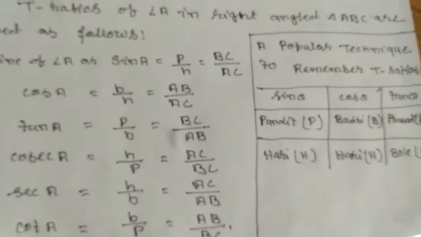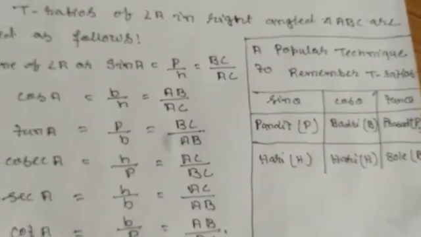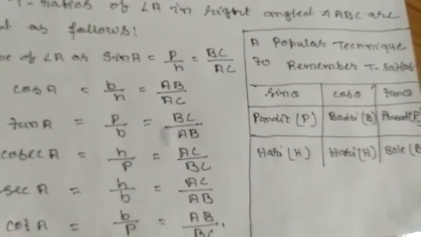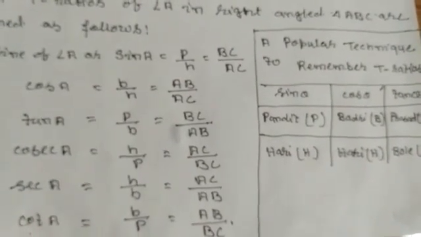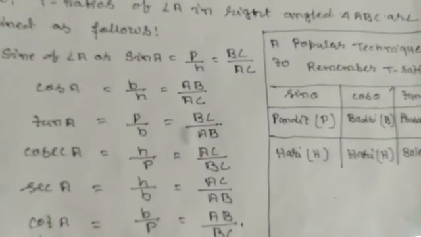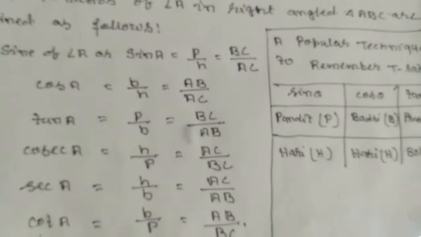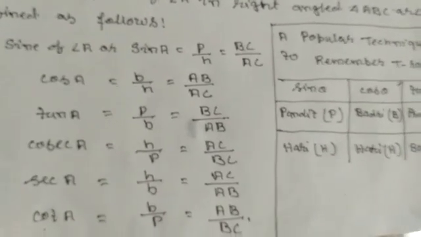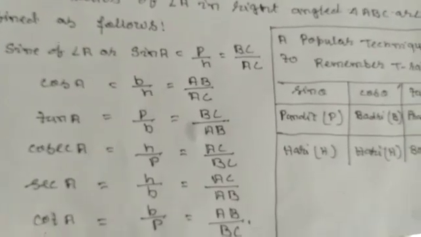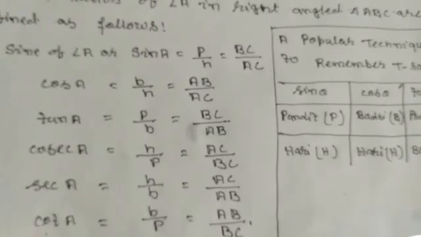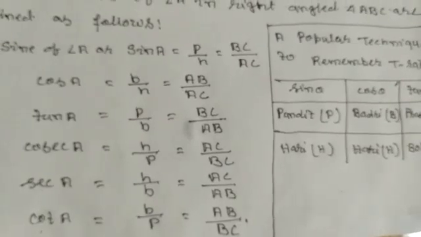Third, the values of trigonometric ratios of an angle do not vary with the lengths of the sides of the triangle if the angle remains the same. It means when the angle of the triangle is constant, then if you change the sides of the triangle, the value of the trigonometric ratio will not be affected. That is, it will not change. This is point number 3.